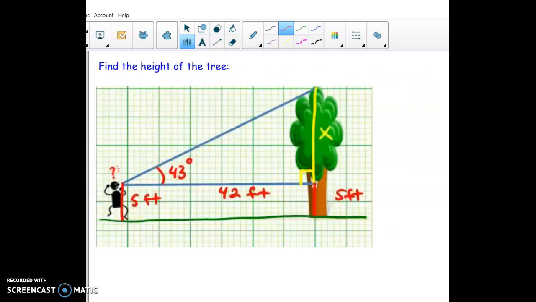Okay, last one. Find the height of the tree. So we've got this dude here that's 5 feet tall, and he's measuring up to the top of the tree, right? The picture's actually given to us here, but we just have to find the height of the tree. So pause the video and see if you can figure this out.